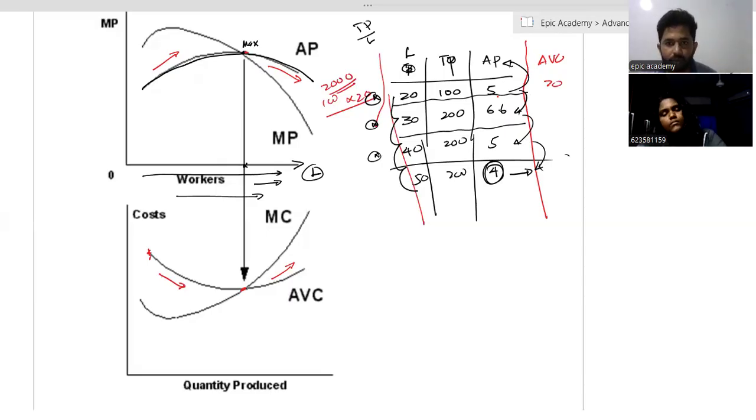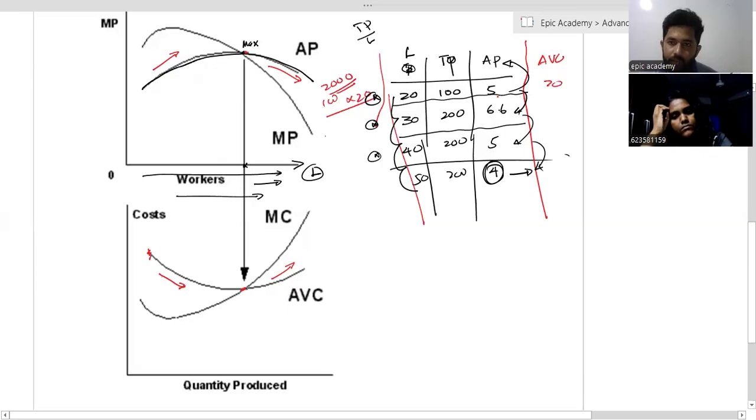rupees. At that point, same value. 100 for the workers, multiplied by 30. Then 3,000 will be the variable cost. Then divided by the 30, it becomes 30. So what will happen? The average variable cost increases.